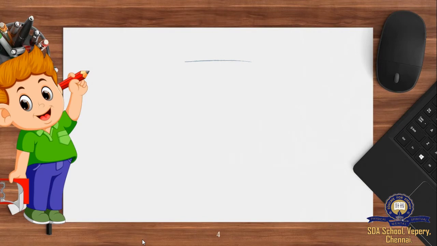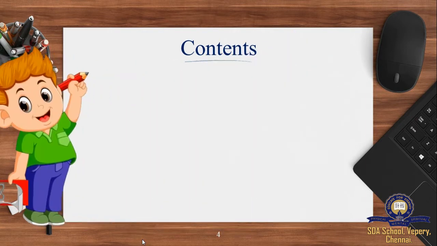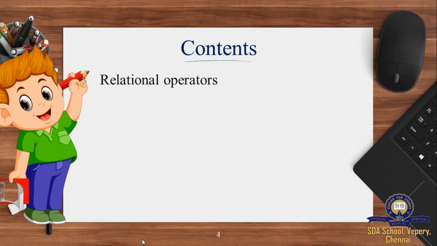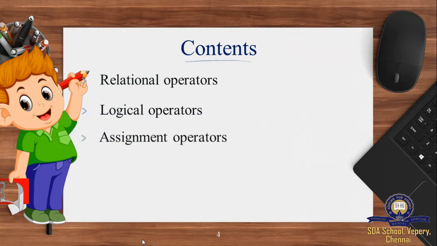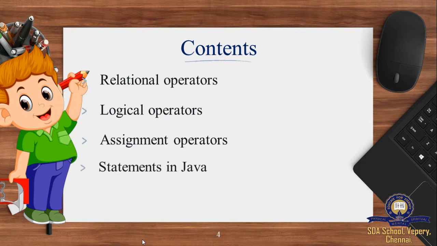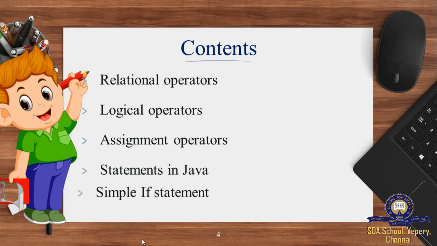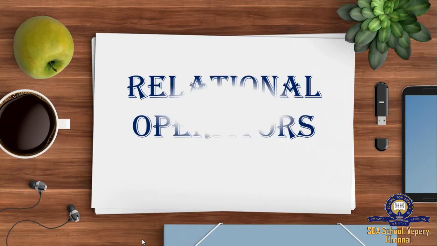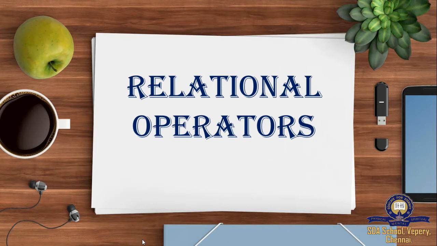So today, what are the contents we are going to discuss? Let us just see the contents. First, relational operators. Second, logical and assignment operators. Then statements in Java. In statements in Java, the first type, the simple if statement, we are going to see. Are you ready, children? Come on, let's go.